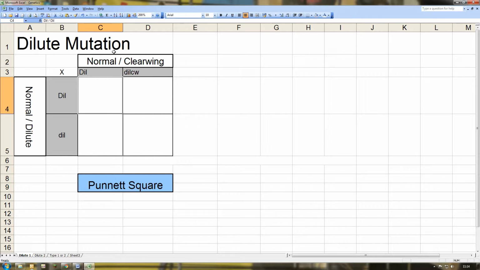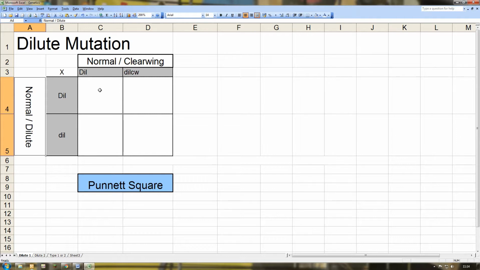So the first one across the top here is a normal split clear wing, and the second bird is a normal split dilute. It doesn't matter which is the cock bird and which is the hen, as neither of the mutations are sex-linked. So let's have a look at what the possible outcome is.